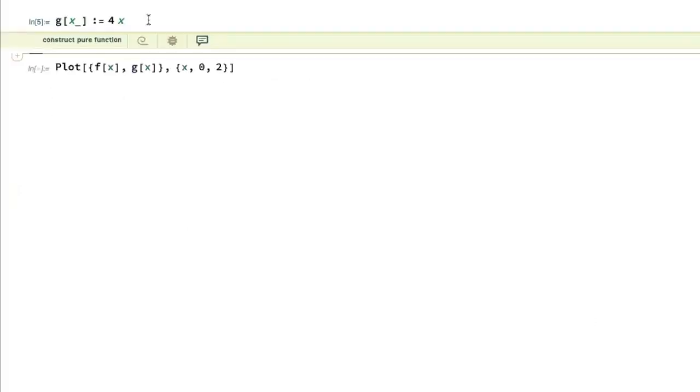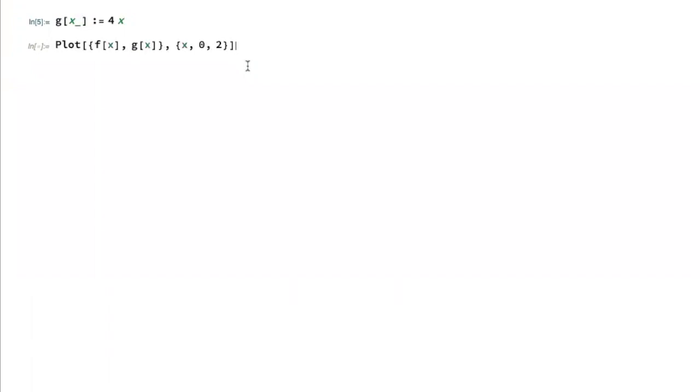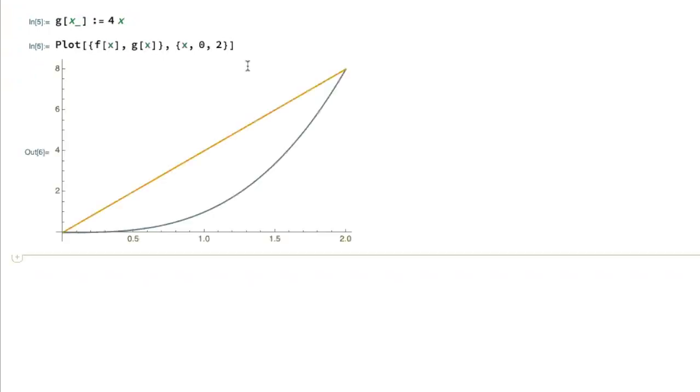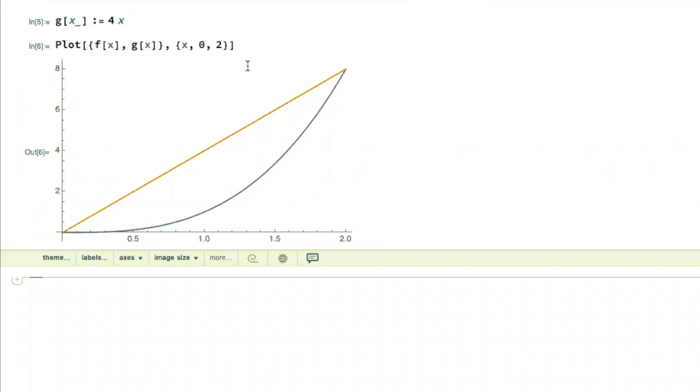So I have stored my secant line equation, and just to make sure that it looks like it really is the secant, I'm going to do a very quick plot command with my original function f and my function g, only from 0 to 2. And you can see it does look like that orange secant line is going through the endpoints of the curve.